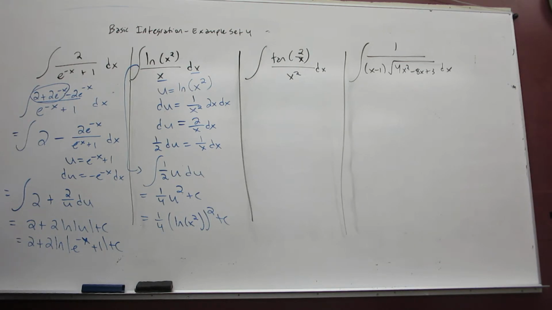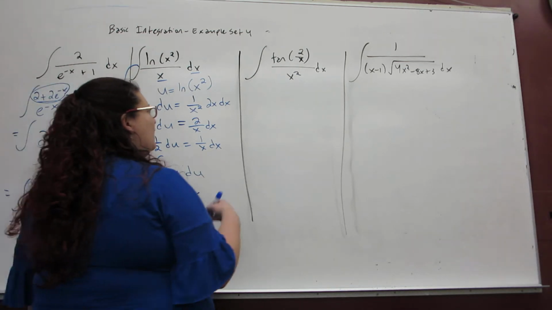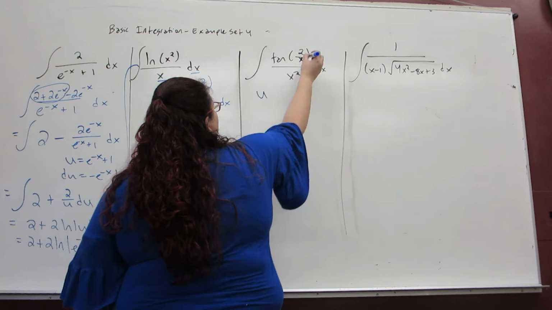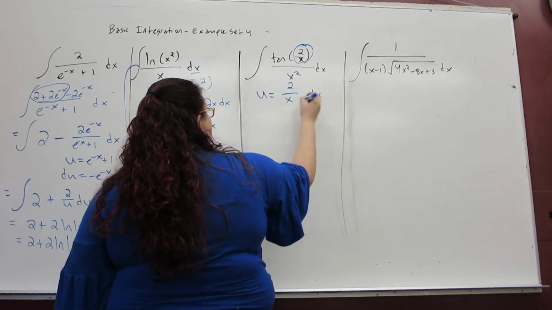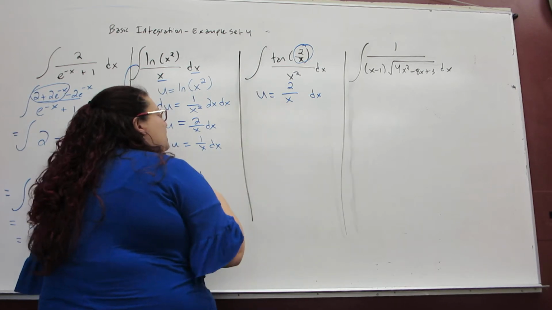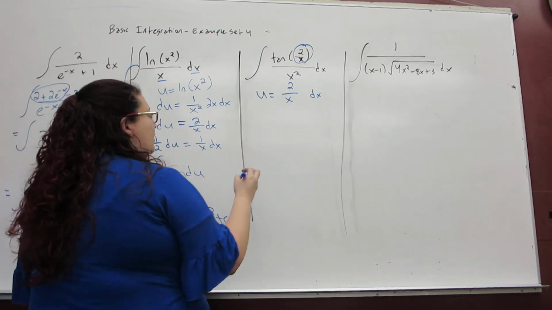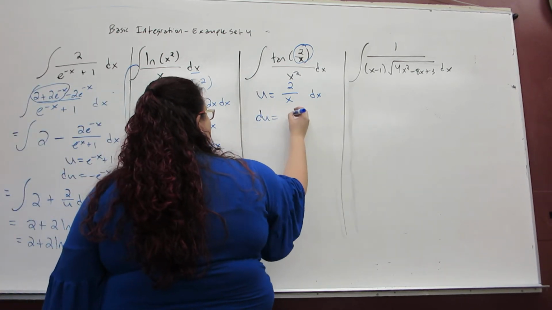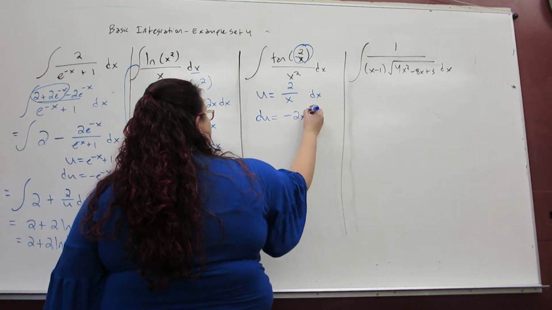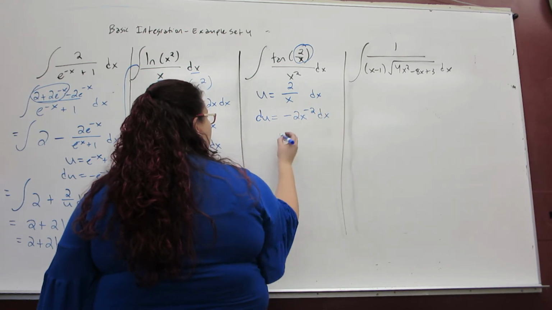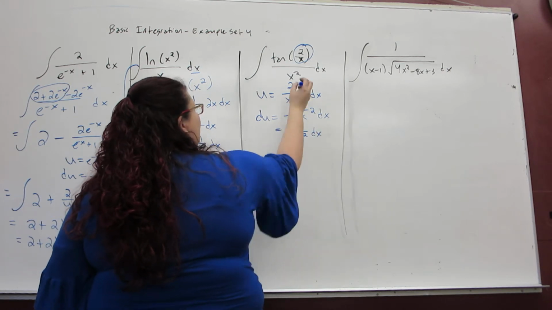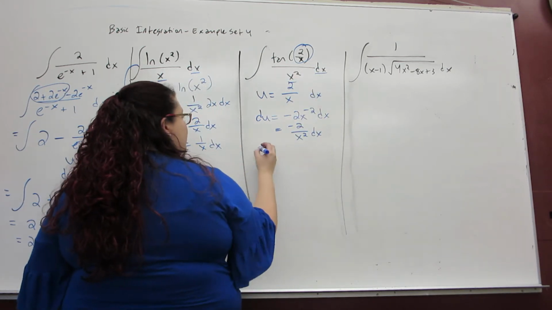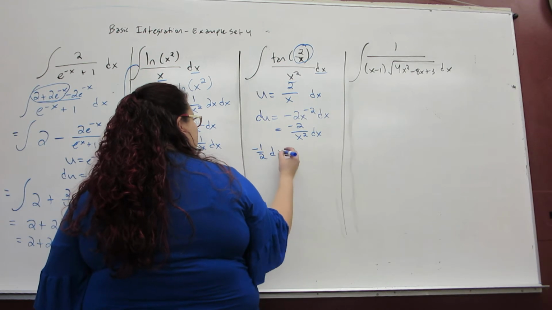For my third problem, it is again a u substitution. This time the u is fairly obvious. It is the inside of the trigonometric function. Remember, we're thinking of this as 2 times x to the minus 1. So du is negative 2x to the negative 2, otherwise known as negative 2 over x squared, which is almost what I have, except I'm going to move over the negative 2.